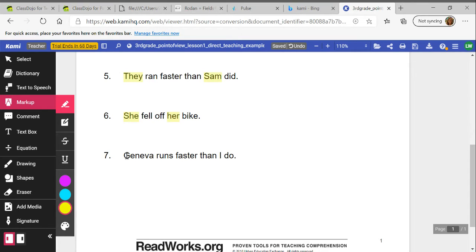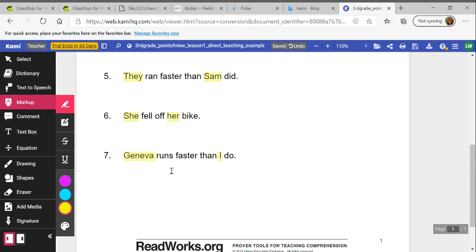Sentence 7 says, Geneva runs faster than I do. Well, at first it's talking about Geneva running faster, but then if you notice, they're comparing Geneva to I, to me. And so sentence 7 would be considered first person.